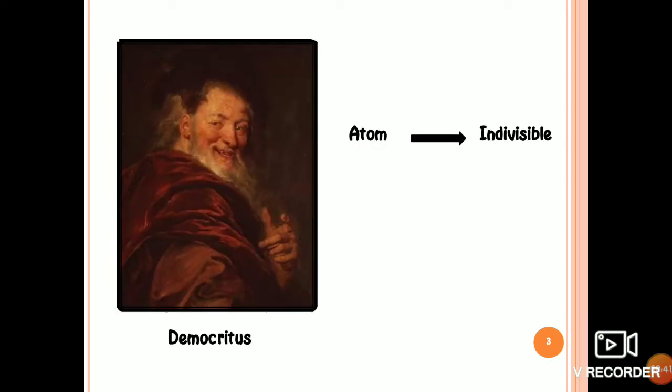Years back, a Greek philosopher named Democritus came up with the idea of atoms. Atom comes from the Greek word atomos, which means indivisible, which cannot be divided further. According to Democritus, anything can be divided up to the stage where it reaches atoms. Nothing can be divided further than atoms.